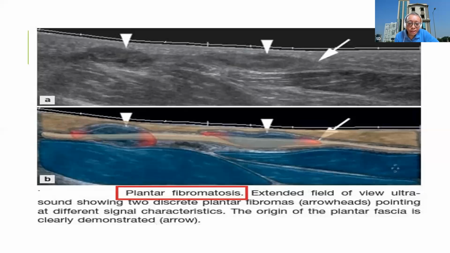So this is the sagittal picture of the plantar fibromatosis, and the nodules are shown with the white arrowheads. You can see there is a normal plantar fascia, and in various places of the normal plantar fascia, you can see nodular swelling. So these are the plantar fibromatosis or plantar fibroma within the substance of the plantar fascia. So this is also a typical picture of plantar fibromatosis in a short axis view.